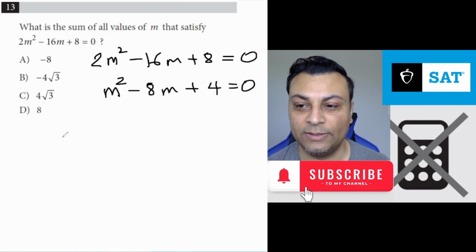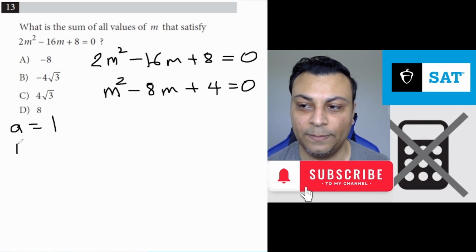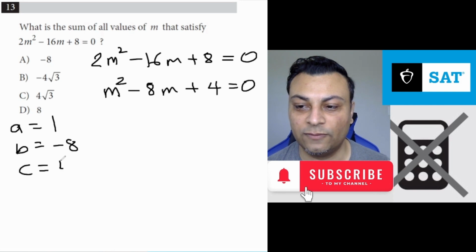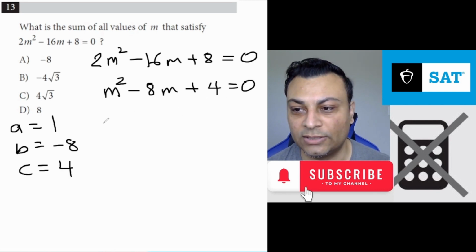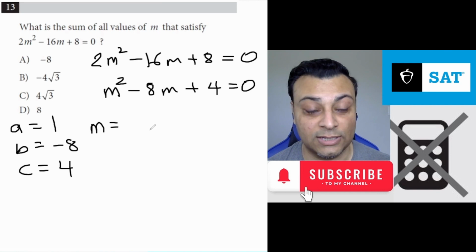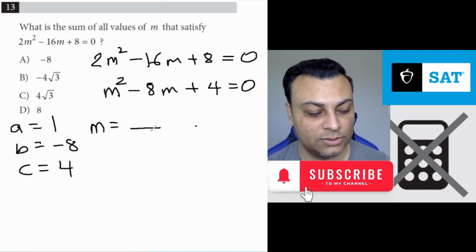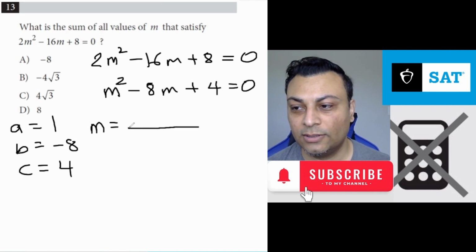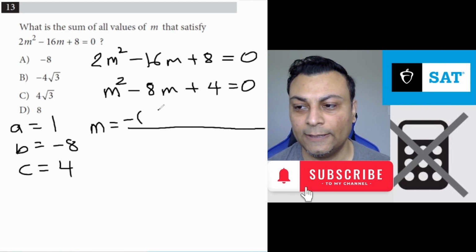Let's write down what a, b, and c are. First of all, a would be 1, because this is 1m squared. b would be negative 8. There's a negative 8 there. And c would be 4, the 4 at the end. Okay, so m would be negative b plus or minus the root of b squared minus 4ac over 2a.